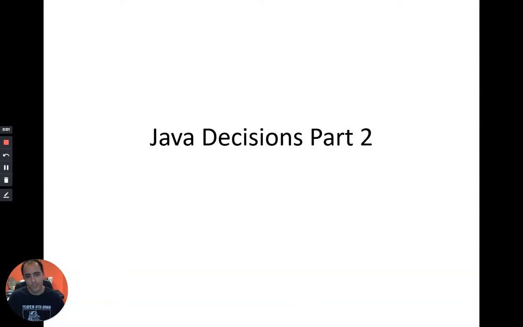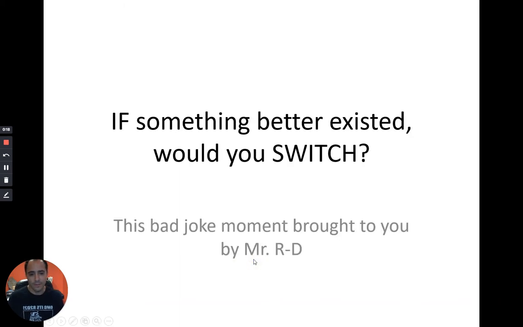So, hello, and you've learned so far about if statements in our introductory series on Java, and now we're starting to look at other ways to make decisions. And so I call this Java Decisions Part 2. And the big question here is, if something better existed, would you switch? It's a bit of a bad joke, because what we're learning is something called a switch statement.